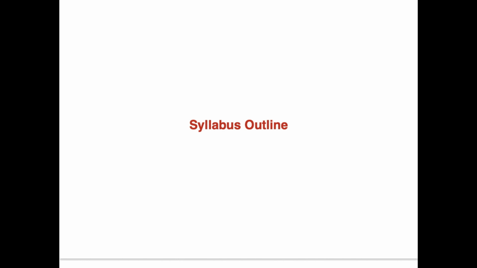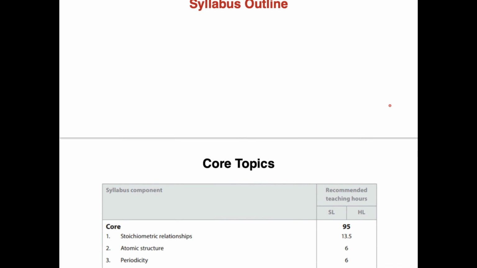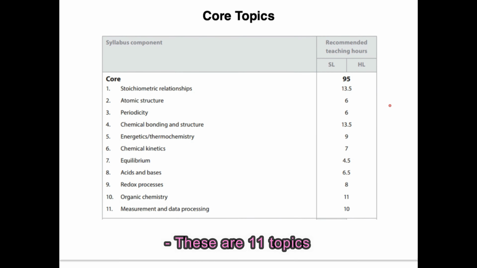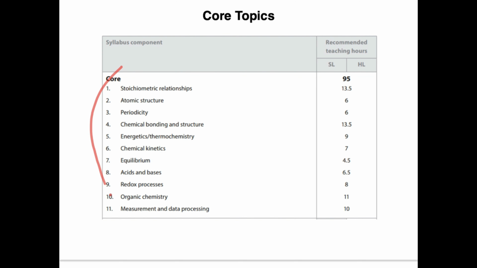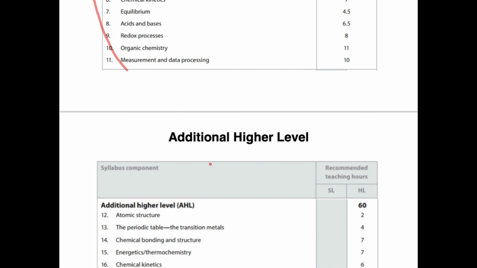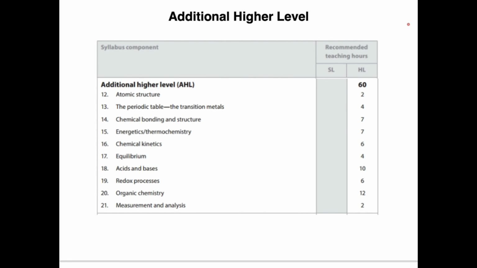Now we're going to go over the syllabus outline. These are the core topics that both SL and HL students need to cover. So as you can see, there are 11 different core topics. Higher level students need to participate in additional higher level learning. As you can see, the topic titles are similar to the core topics. So higher level students will be learning the core topics in much more depth.